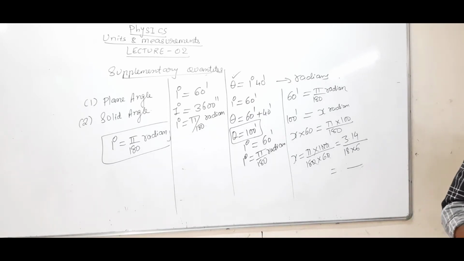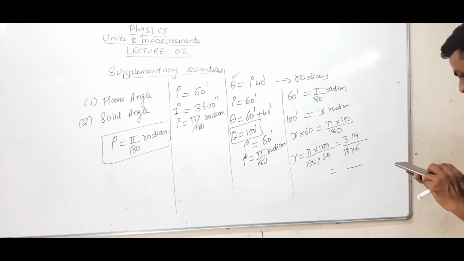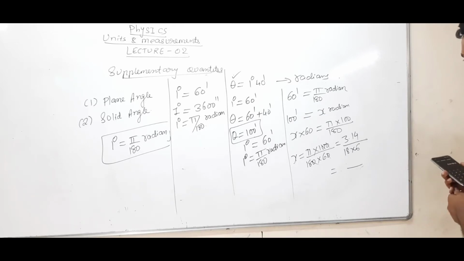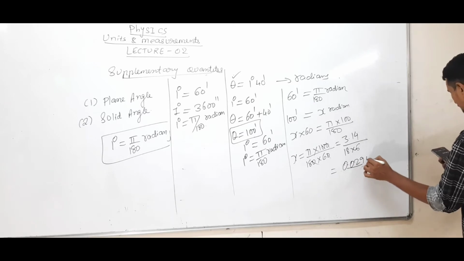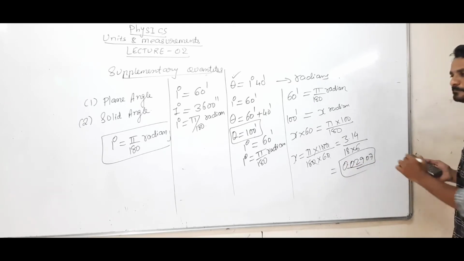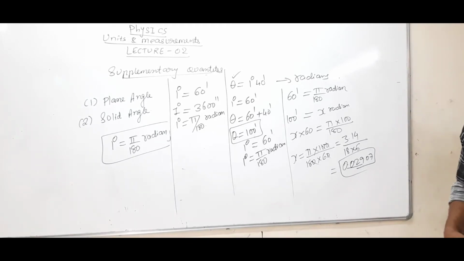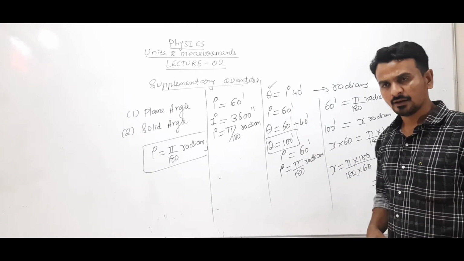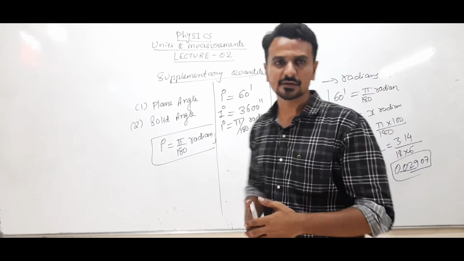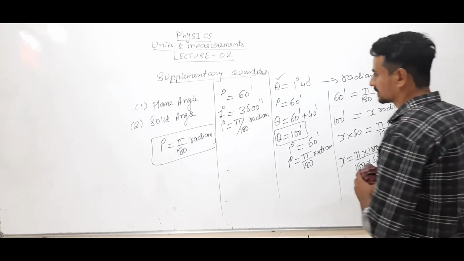3.14 divided by 18 divided by 6. So it will be 0.029 radian, 0.02907 radian. So this is how we will convert theta into radian. Clear? We'll solve one or two more examples. One more example I will explain to you, and then one you will try by yourself.